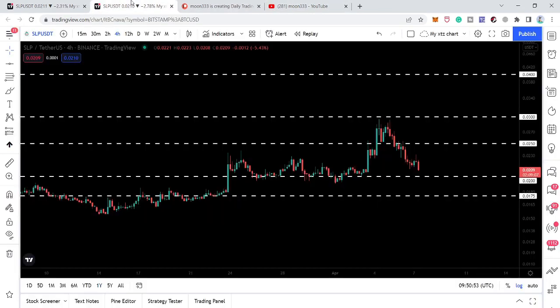The price line of SLP is moving down to test a very significant support of 2 cents, and in today's video we will take a look at this move.